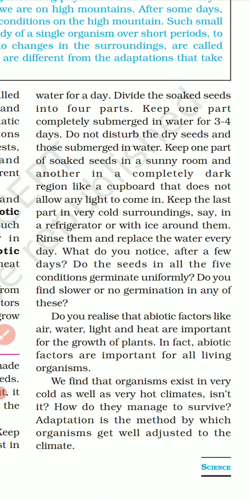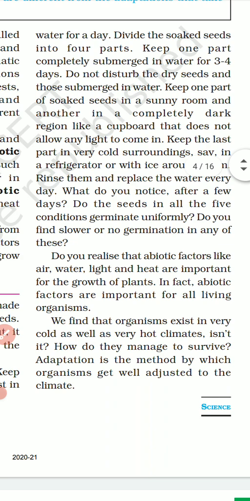First, which is dry. Second, which is soaked and completely submerged. Third, which is kept in a sunny room. Fourth, which is kept in the cupboard. And fifth, which is kept in the fridge. Okay, so you have to see whether all of them are germinating at the same time. All of them are getting sprouted at the same time.